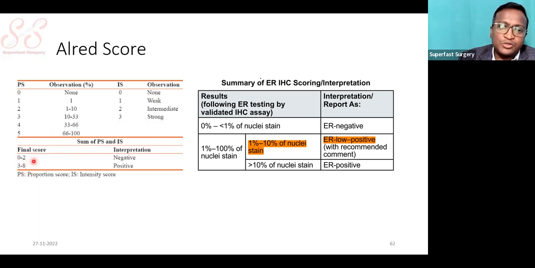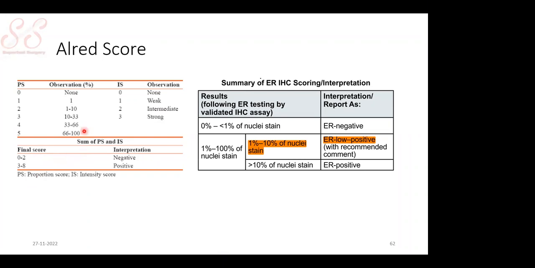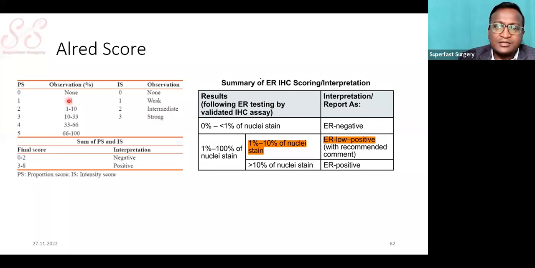So 0 to 2 is known as negative, and 3 to 8 is known as positive. When the score reads between 3 to 8, we understand that the hormone receptor is positive. When it reads between 0 to 2, we understand the hormone receptor is negative. Now, less than 1% of cells stained is known as hormone receptor negative, more than 10% is positive, and between 1 to 10% is low positive.